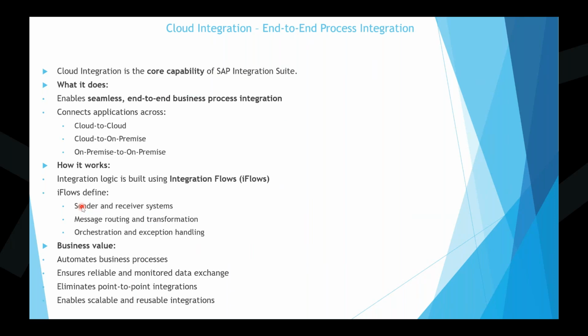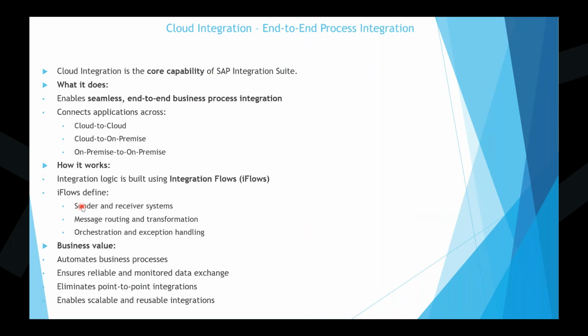Why eliminating point-to-point matters: without a central platform, 10 systems equal 45 connectors. It is a nightmare to manage. So with Integration Suite, all the SAP systems can connect to multiple systems. Is it clear? Any questions? Anyone have any questions, guys? You guys are understanding or confused? Understanding, right? Okay.